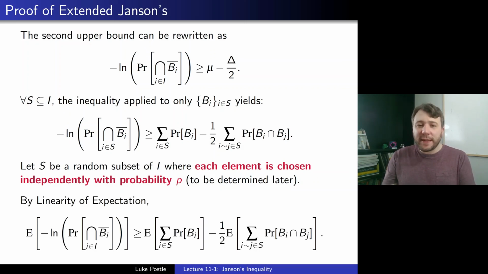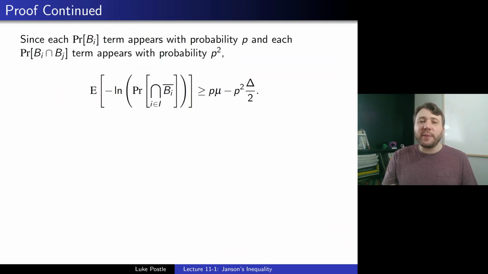By linearity of expectation, since we know that the above inequality works, if we take expectations, the expectation of that negative log is at least the expectation of the right side, which by linearity is the sum of the probabilities of Bi minus half the expectation of these pairwise sums. So what good is that? Well, each probability of Bi term appears with probability p, so there's only a p chance that that individual term is chosen. As for the pair term, you need both of them to be chosen, so that happens with probability p squared. And so you can work out that the right-hand side is equal to p mu minus p squared delta over 2. So we have the bound that the expectation of this negative log is at least p mu minus p squared delta over 2.